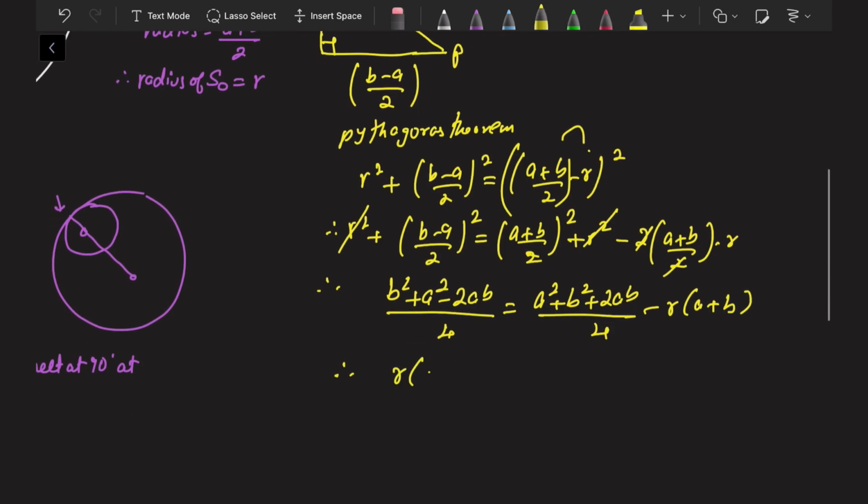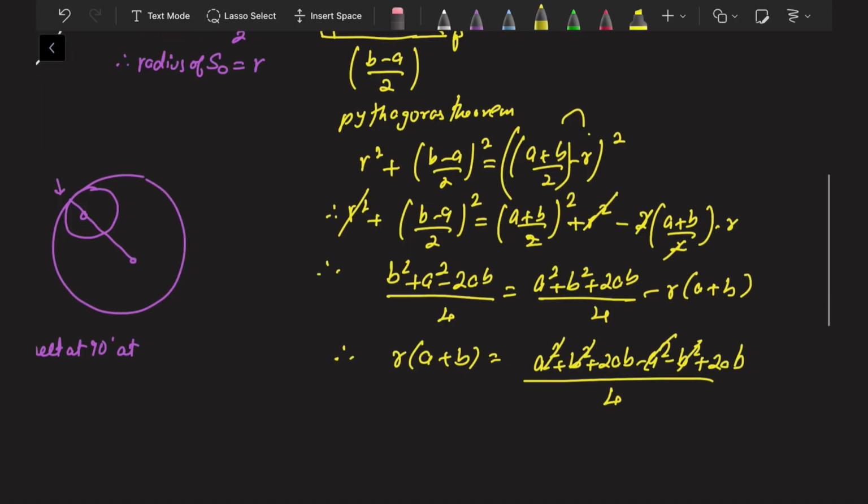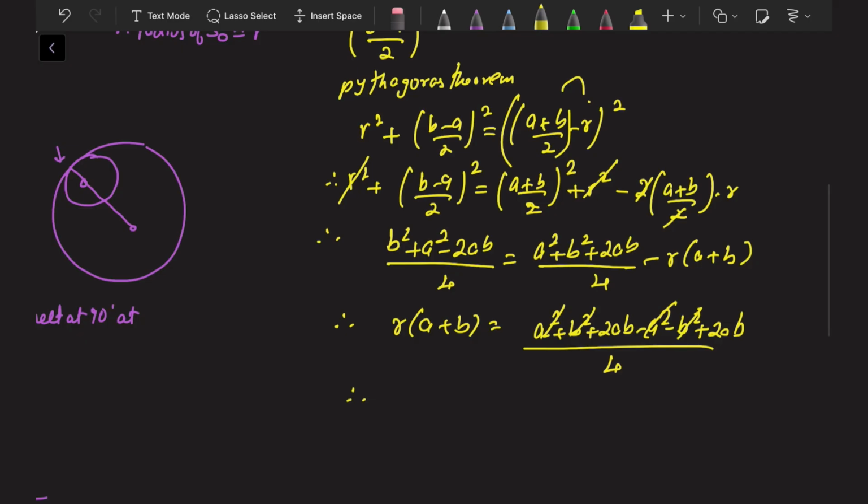Shifting the terms, r into (a plus b) will result in, common denominator would be 4, a square plus b square plus 2ab minus a square minus b square plus 2ab. Cancel, cancel, cancel, cancel. What we'll have is 4ab upon 4. The 4 will get cancelled out, and the r into (a plus b) will go in division. So hence r would turn out to be ab upon (a plus b).